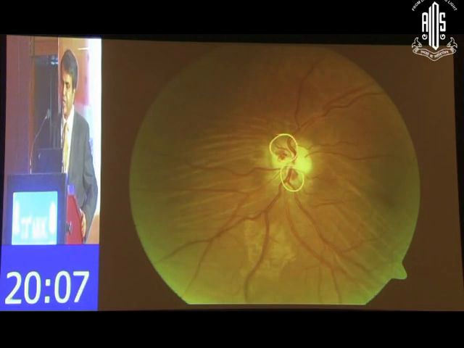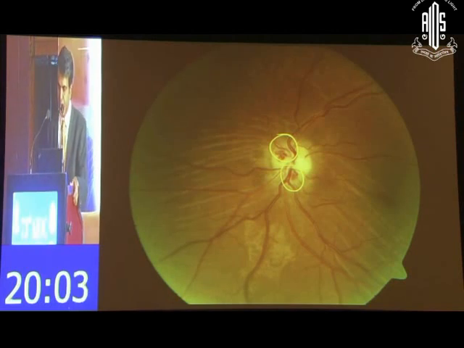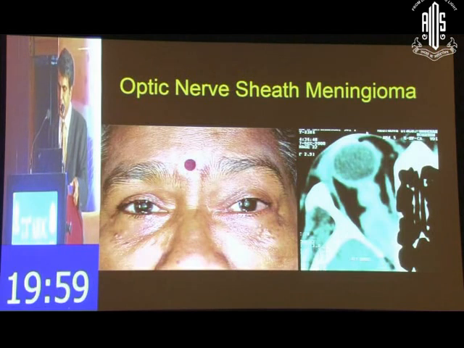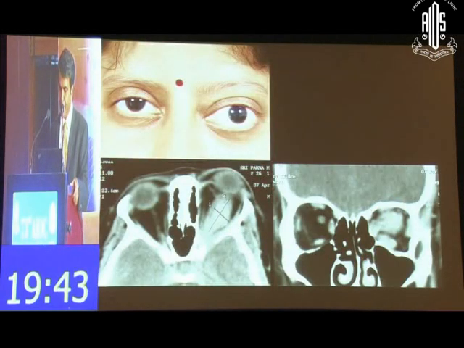Optociliary shunt vessels, a little bit of pallor which looks like secondary optic atrophy, and folds at the posterior pole. When you do imaging in this patient, you will find that the optic nerve is grossly thickened. It can be irregularly thickened as you see here, or it could be a straight thickening of the optic nerve with calcification of the optic nerve sheath. That's called tram track calcification, which is very characteristic of optic nerve sheath meningioma.